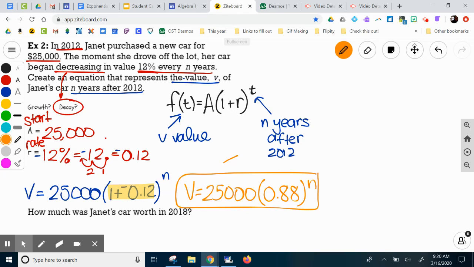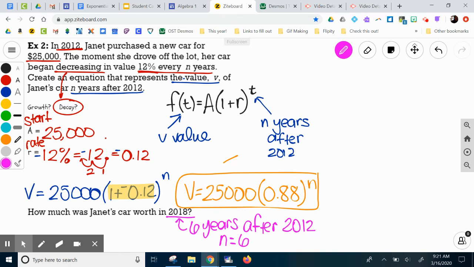Now, the question asks us, how much was Janet's car worth in 2018? So if I'm looking at 2018, I need to know how many years after 2012 that is. So that's 6 years after 2012. Okay, so that means our n is equal to 6 this time.